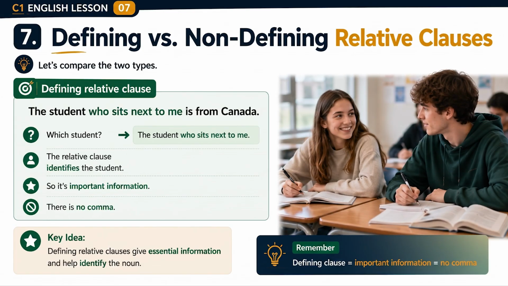Defining relative clause: The student who sits next to me is from Canada. Which student? The student who sits next to me. The relative clause here identifies the student. Otherwise, you don't know which student that person is talking about. So, you need that relative clause in your sentence. It's not just additional information. You need that part for your sentence to be complete. This is called what? Defining relative clause. It's important information, and there is no comma as well. In defining relative clause, you don't need a comma.